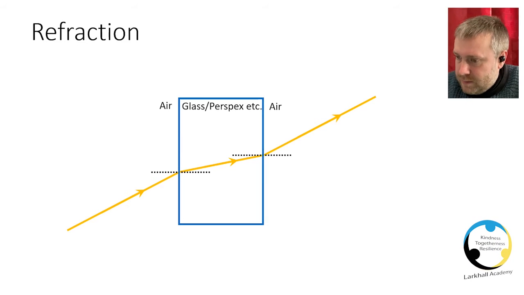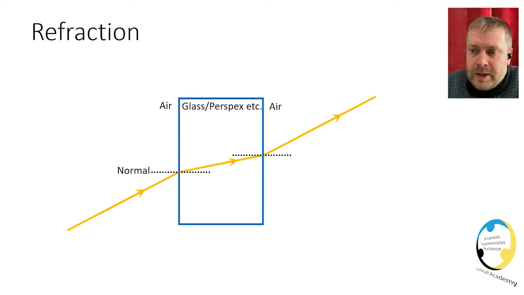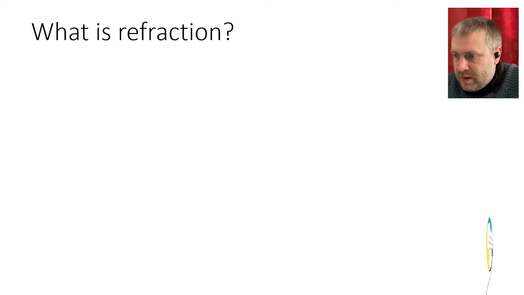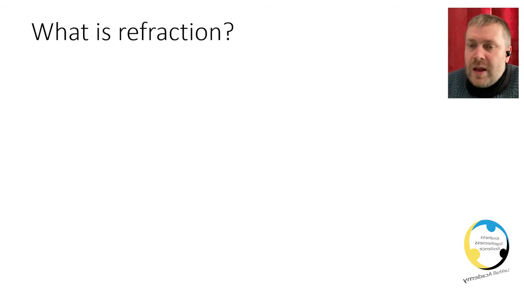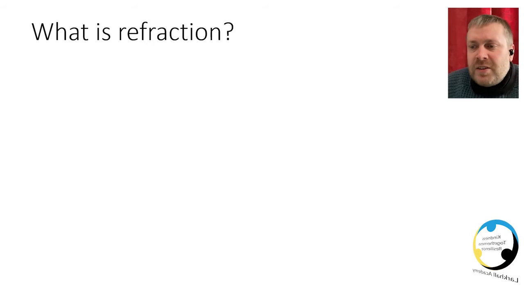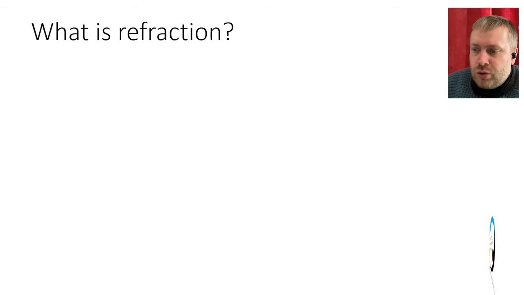Now, why is this happening? Sorry, I should have labelled my normals. Let's just pop them in there. So why is this happening? What is this thing called refraction that's doing all these weird things?